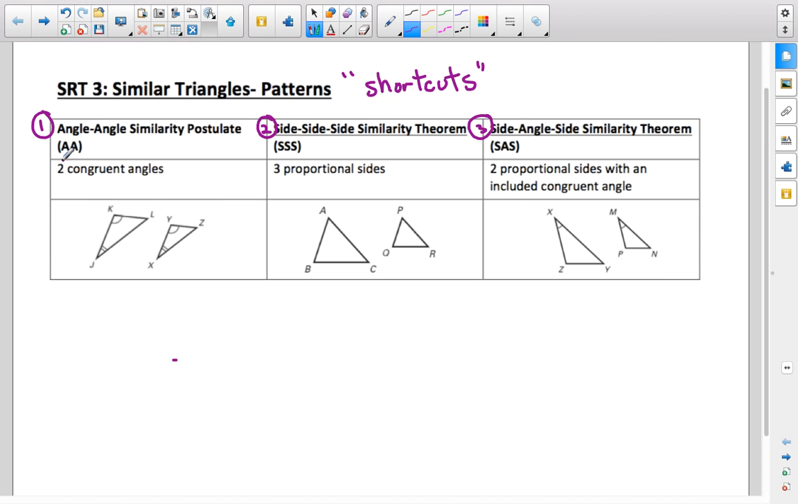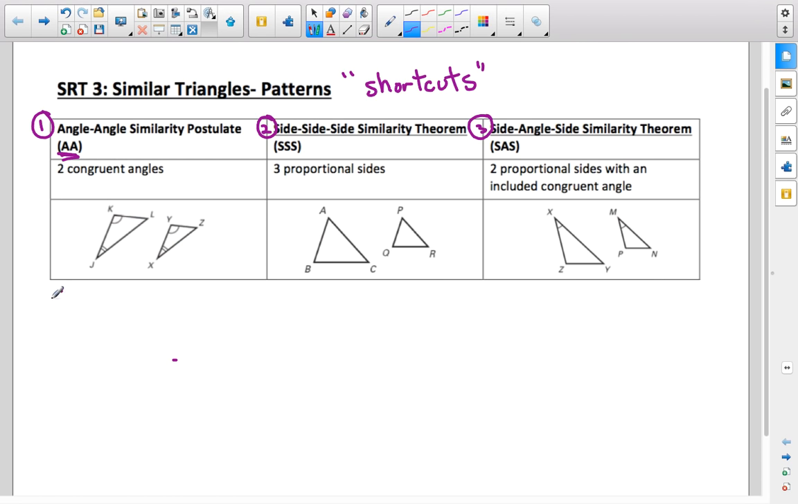The first one is called AA, and we just really make it short by calling it AA. And this postulate says that if you have two triangles and two angles within one triangle are congruent to two angles in another triangle, well, then we know they're similar. And remember, similar does not mean they're exactly the same. It just means one's the smaller version of the other.